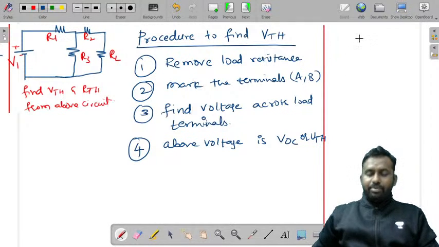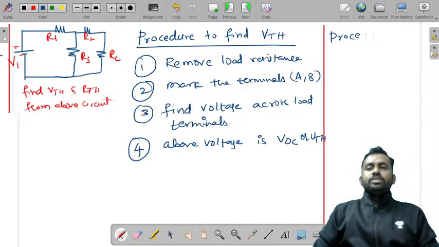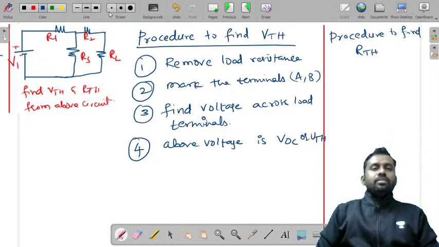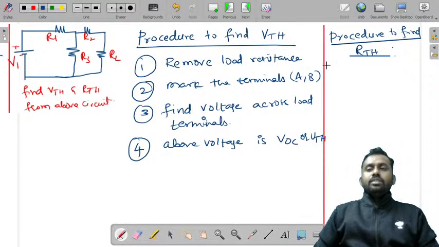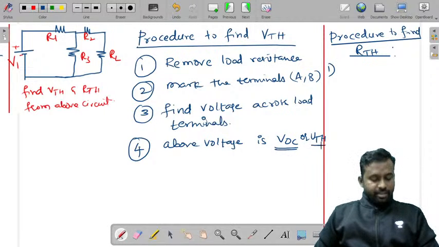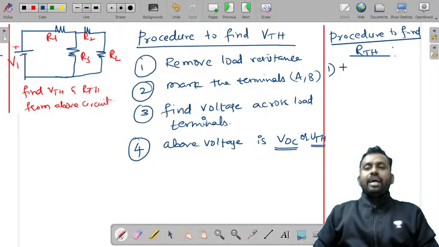But for now, let me tell you the procedure to find RTH. When I'm saying RTH, I'm only considering independent sources, not the dependent sources. If they are constant sources, this procedure you can follow. Yeah, open circuit voltage or Thevenin's voltage. Vijay Dhawan, that's correct. Now procedure to find RTH.